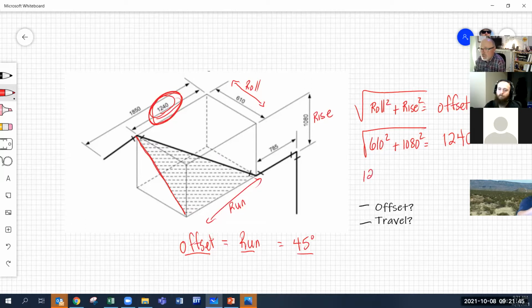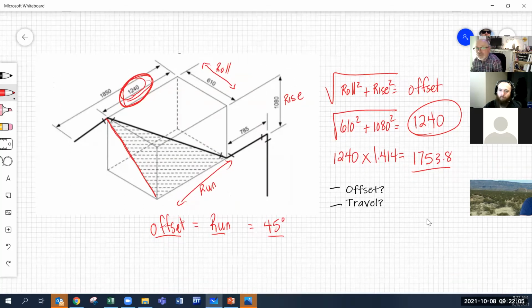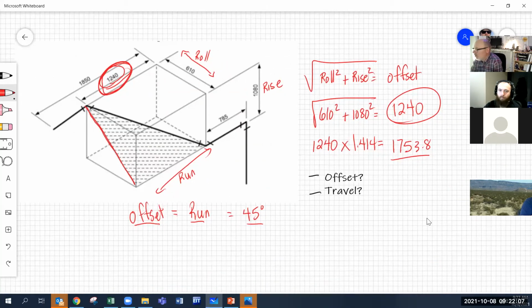Now I could take 1240, so this is the offset, times 1.414 is equal to my travel. And that comes out to 1753.8 is the travel of this rolling offset.